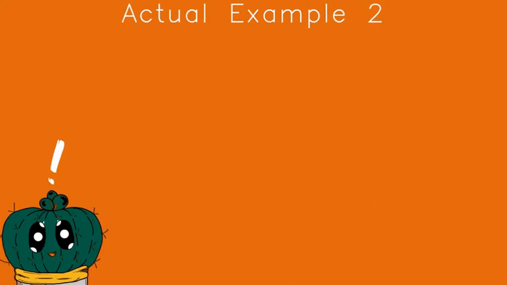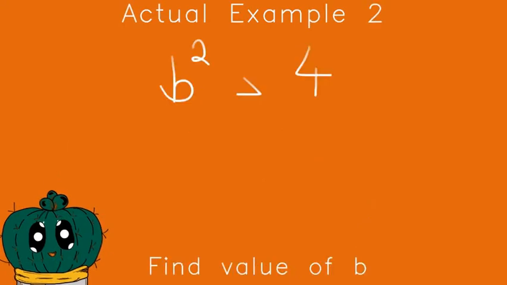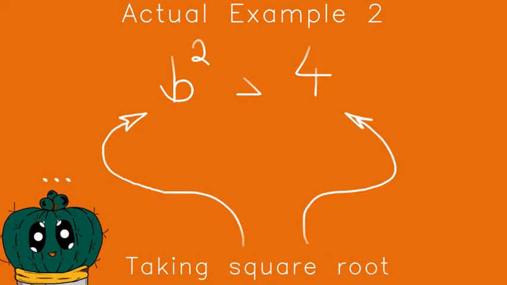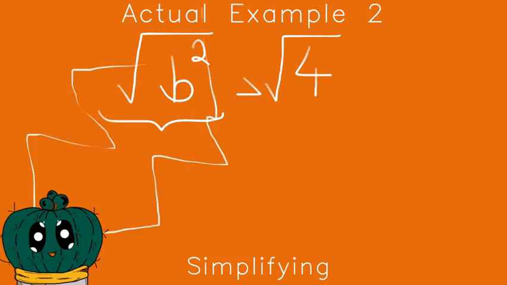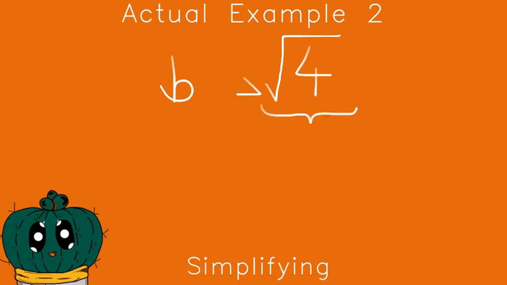On to our second example. Let's say you're given the following inequality: b squared is greater than 4, and you want to find out the value of b. You can do that by getting rid of the square, by taking the square root. We take the square root on both sides, and the square root and the square cancel out, leaving us with b. On the right hand side, the square root of 4 is equal to 2, positive 2.